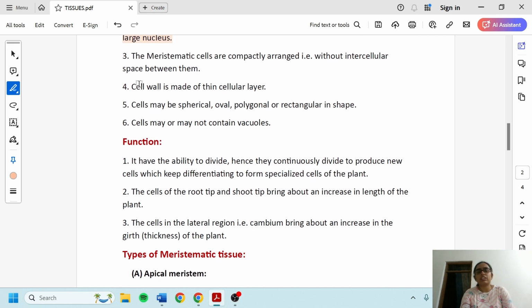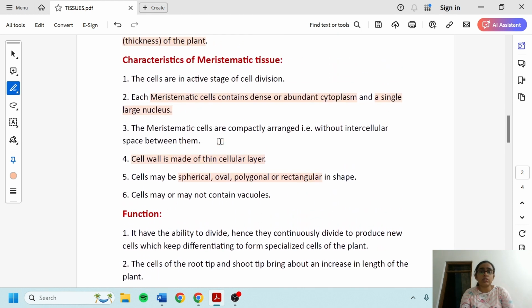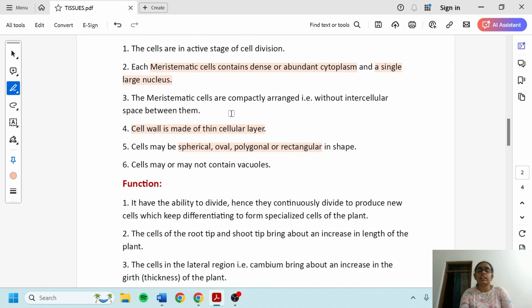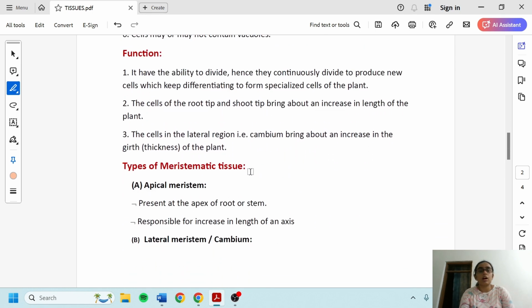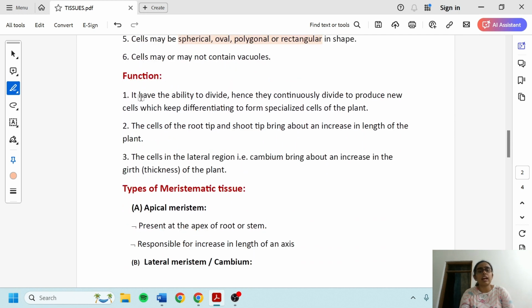The cell wall is made up of a thin cellulose layer. These cells may have a shape like spherical, oval, polygonal, or rectangular. These cells may or may not contain vacuoles. There is a question in NCERT which says some cells do not have vacuoles. Why? If you read these characteristics, you will find that meristematic tissues contain dense and abundant cytoplasm, such as ribosomes, which helps them to grow in size. Now, when they have a large amount of vacuole, they won't be able to grow abundantly. Function: if we talk about functions, it has the ability to divide.